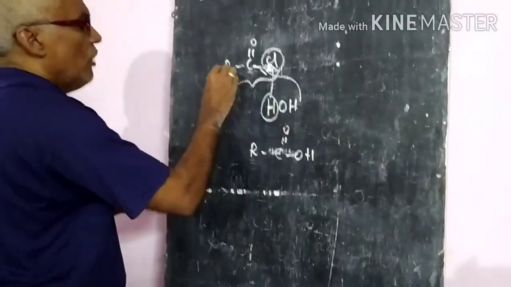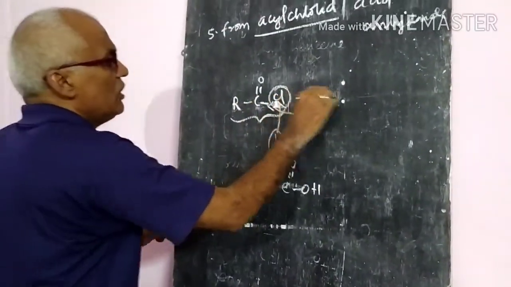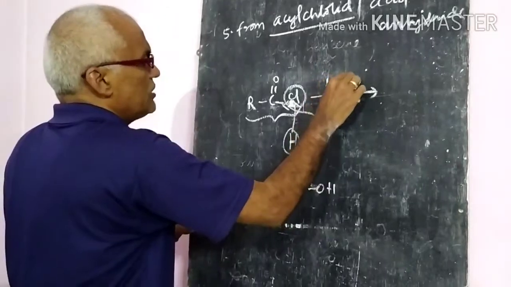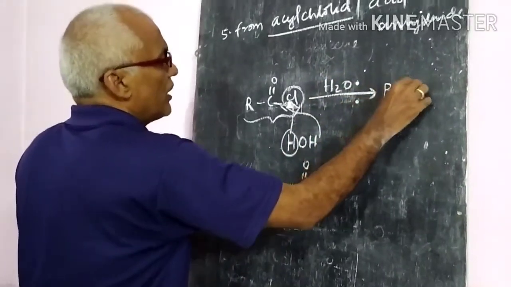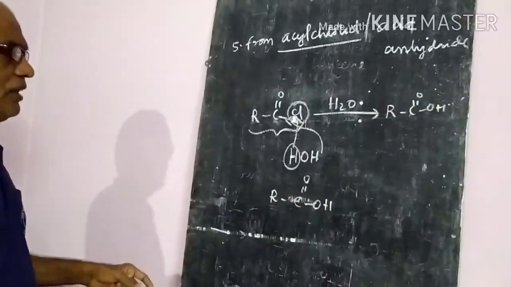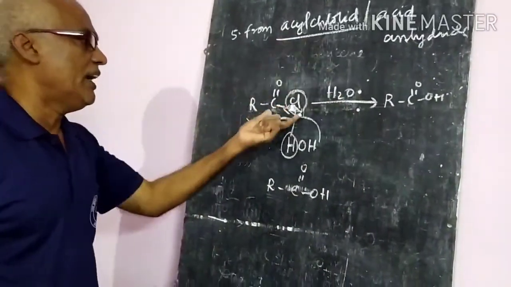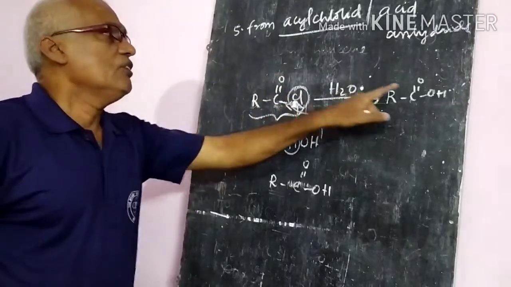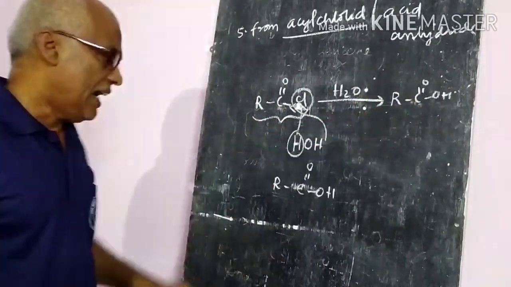That means if you treat these acid chlorides with hydrolysis, H2O, directly you are getting the RC double bond OH, the corresponding acid. That means hydrolysis of acid chlorides or acyl chlorides will give the corresponding acid.